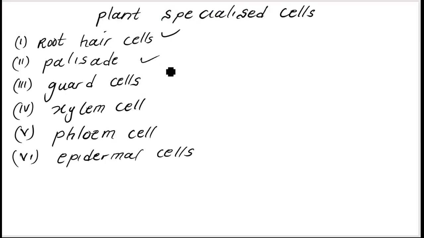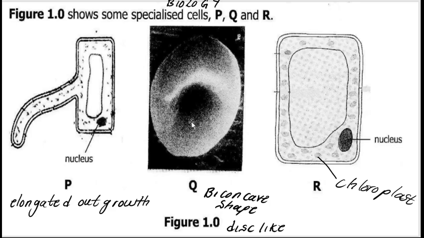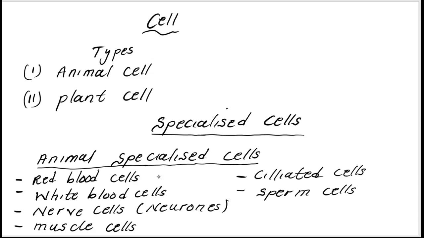We've discussed some of the things they can ask you about them. Then red blood cell, which is cell Q, is under animal specialized cells. So we are going to have more similar questions about different specialized cells so that we can know how they look like, their functions, where they are located, and their adaptation.